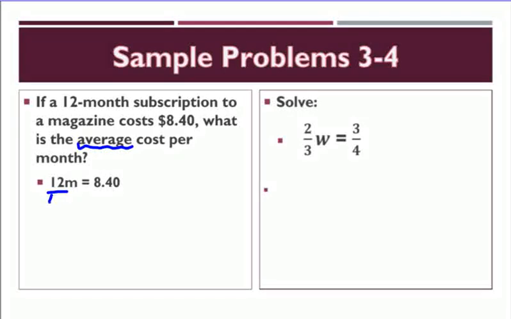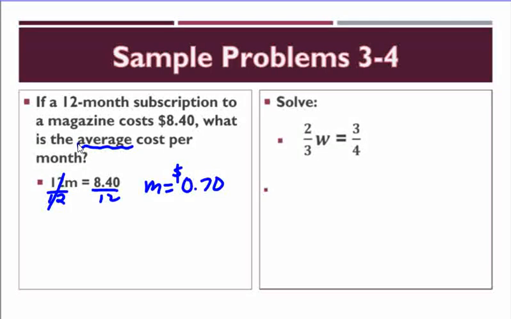So the opposite of multiplication is division. So I'm going to divide by 12 on both sides. And so now I have $8.40 divided by 12. So just grab our calculator very quickly. We'll do 8.40 divided by 12. And we get m equaling 0.7, but since we're dealing with money, this would be 0.70, so it would be 70 cents per month.